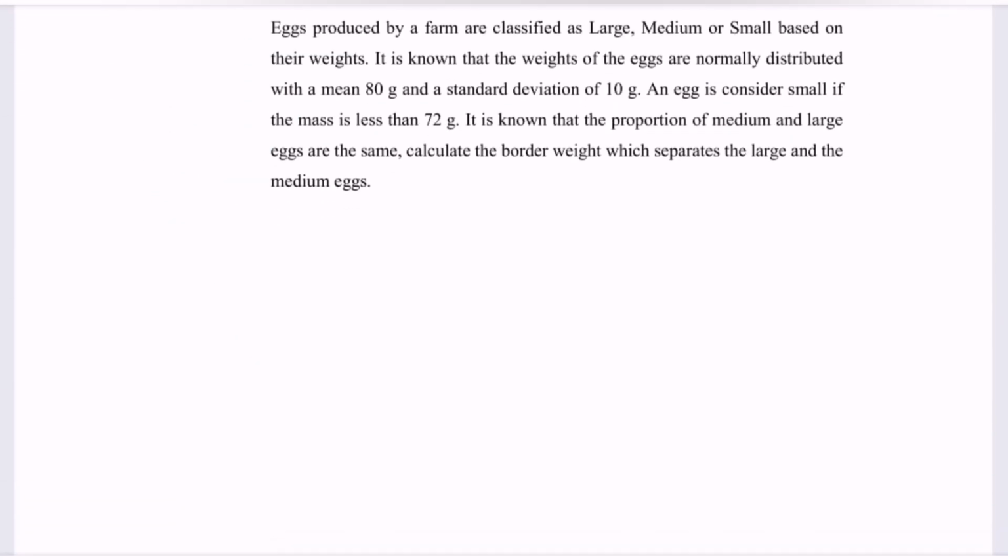Eggs produced by a farm are classified as large, medium, or small. So L will be large, M will be medium, and S will be small, based on their weight. It is known that the weight of the eggs is normally distributed, meaning that here we have the mean 80 and the standard deviation 10, so 10 squared is the variance. An egg is considered small if the mass is less than 72. So here we have the question, x less than 72.